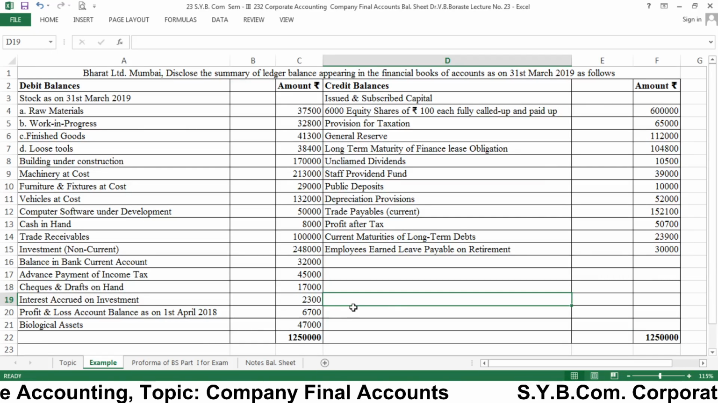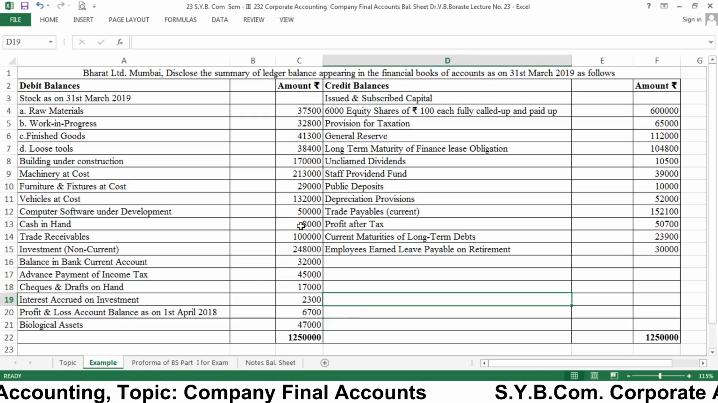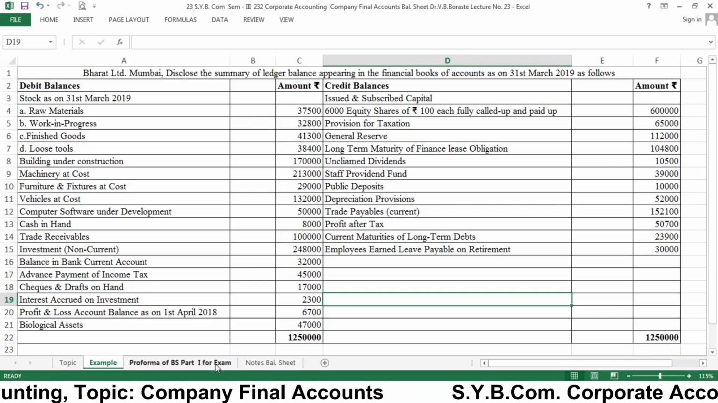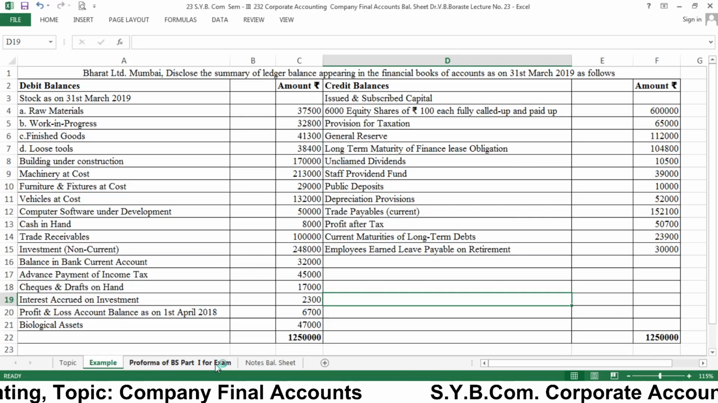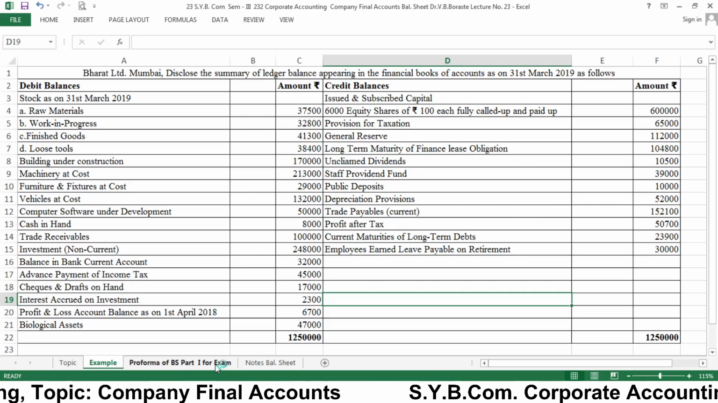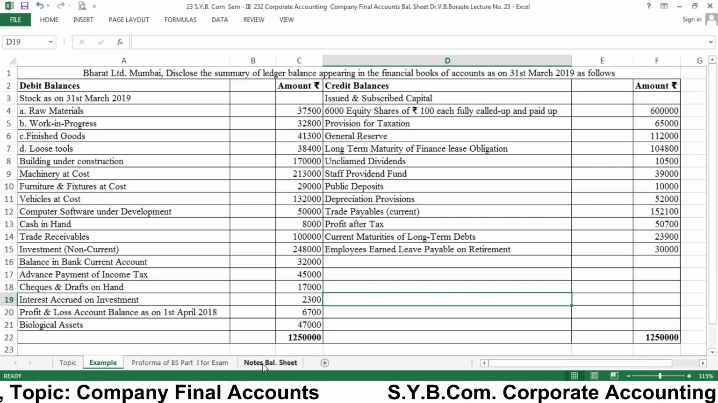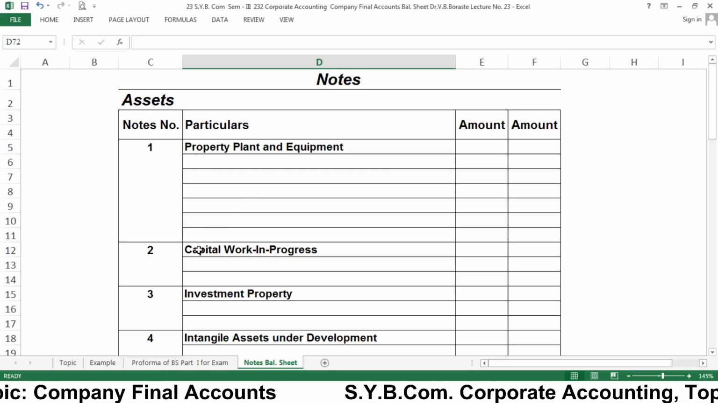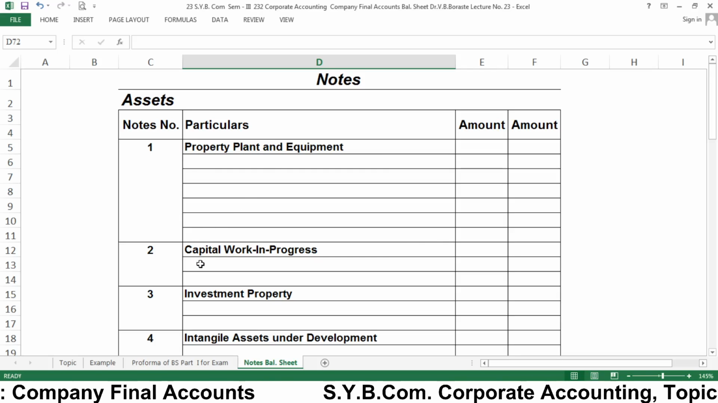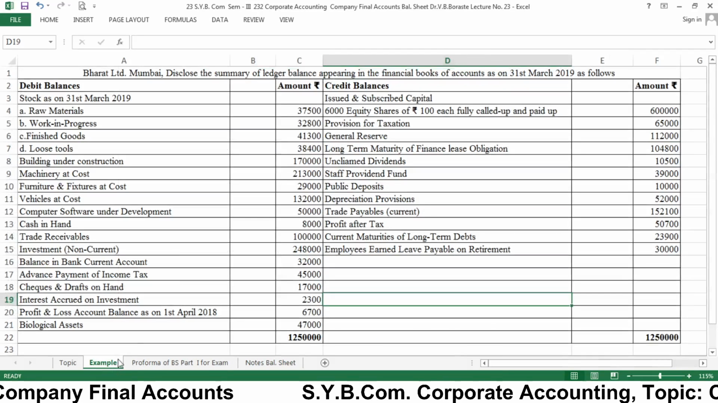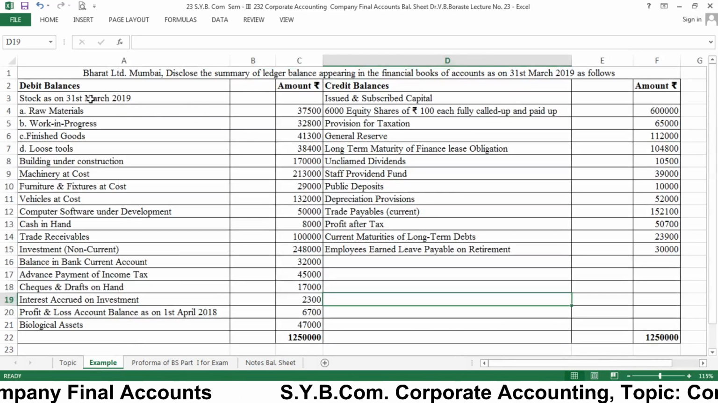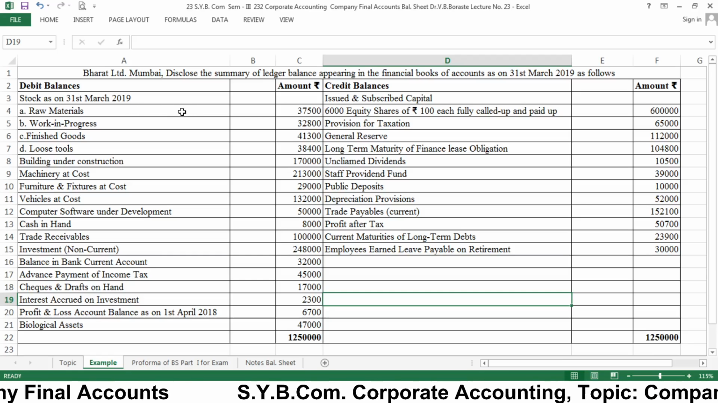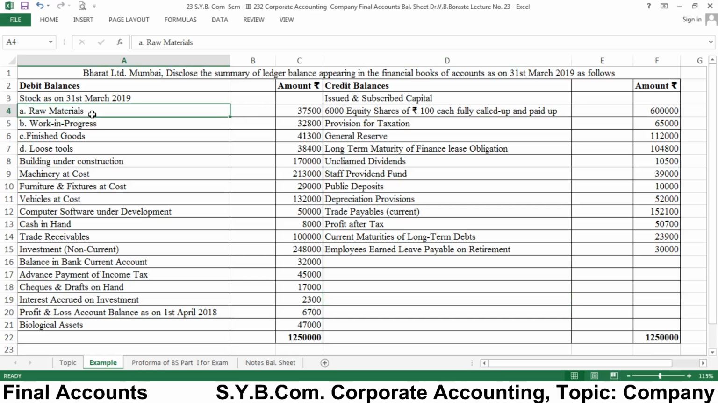First of all, we have to discuss the various items which we have to put in the various notes. For that, you have to prepare a pro forma of the balance sheet and certain notes which we have to prepare over here. Here we have to prepare a note called property, plant and equipment. Which notes we have to prepare? First of all, we have to discuss it. Before that, we have to mention which item will be posted in which note. So we have to sort out the items.